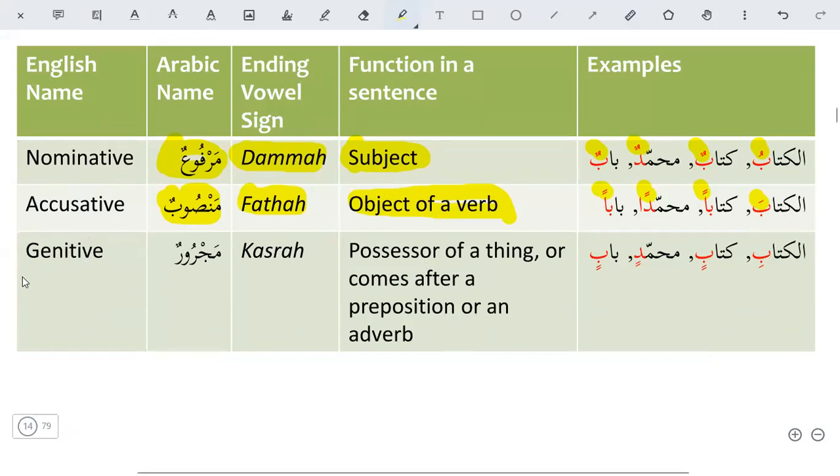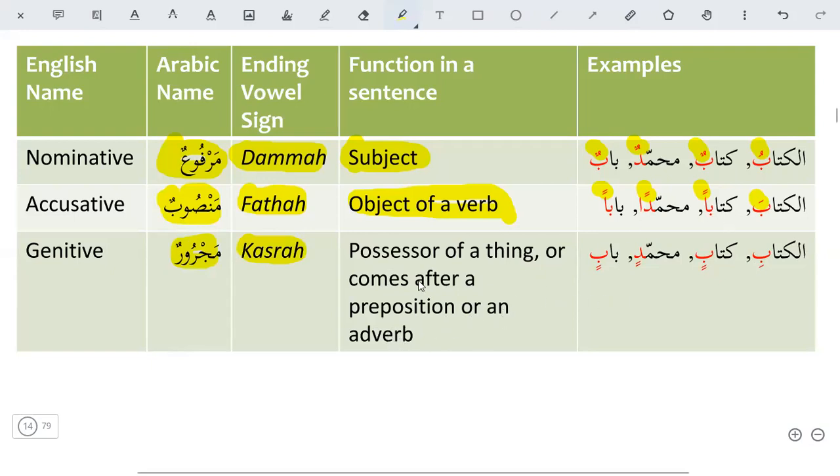Then the third case is the genitive case. We call it majroor. Its ending vowel sign is kasra. And it is the possessor of a thing, or it comes after a preposition or an adverb.